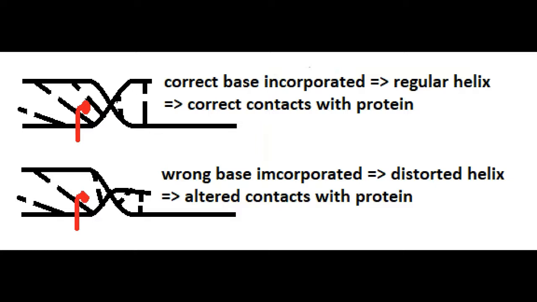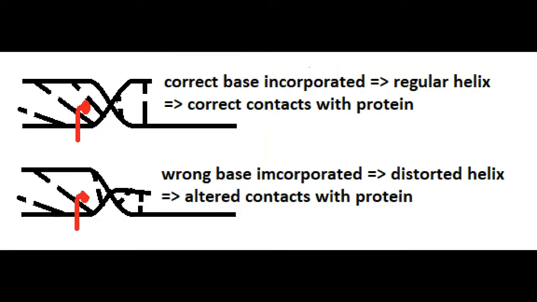The idea is that if a wrong base is incorporated, that will distort this helix, and that has a knock-on effect further back in the chain, because if the helix is distorted at the point where the newly incorporated nucleotide is interacting, that will also affect the positions of the bases 1, 2, 3 further back in the structure.